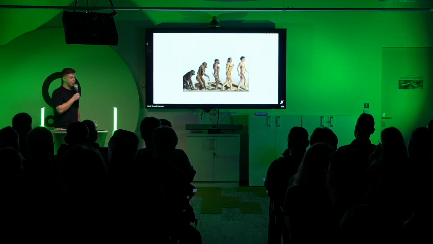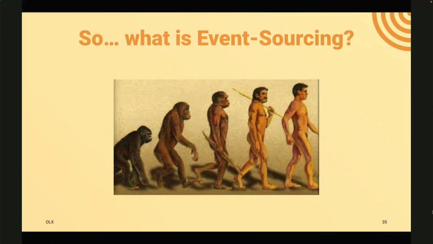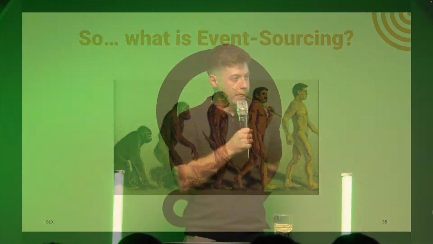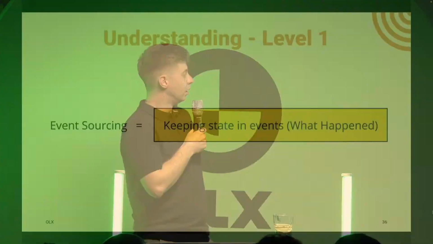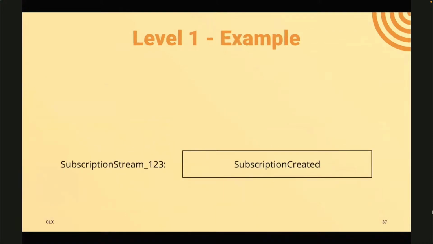So what event sourcing really is, and when I was thinking how to describe it, I figured out that I can use the same approach as Roy Fielding is using for the RESTful API maturity model. And speaking about this maturity model, we can start with the first level of understanding event sourcing. So on the first very low level, basic level, event sourcing is about keeping state in events, so our application knows what happened. For example, here we have a subscription stream in some SaaS application.